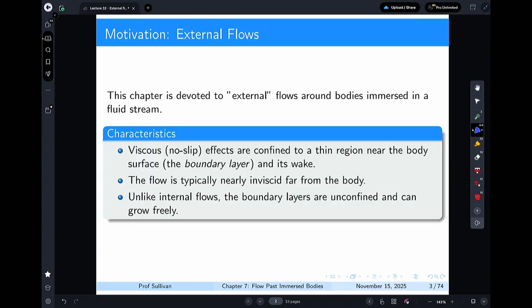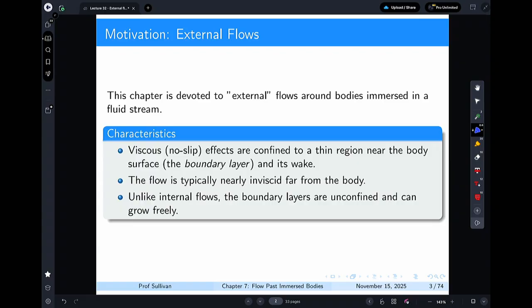This chapter is going to look more specifically at those boundary layers, because those boundary layers have no limits to how far they can extend. So it's external flows because the body is completely immersed in the stream. Viscous effects are generally confined to a thin region near the body's surface, the boundary layer, and its wake. Flow is nearly inviscid away from the body.